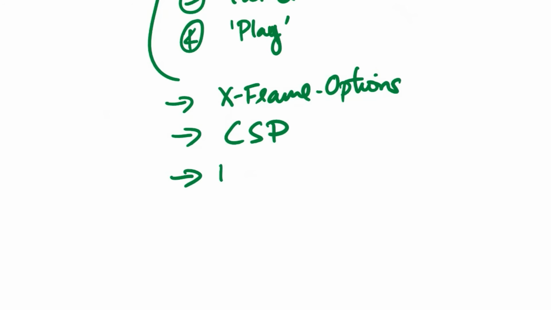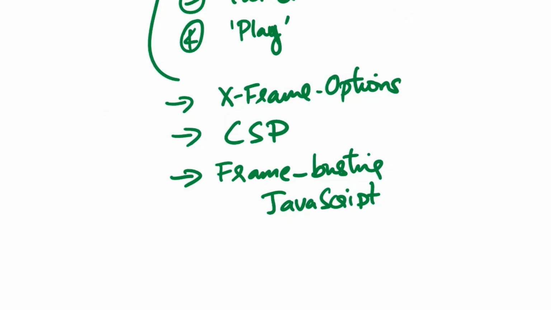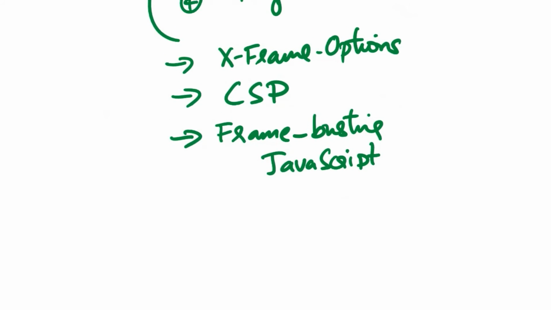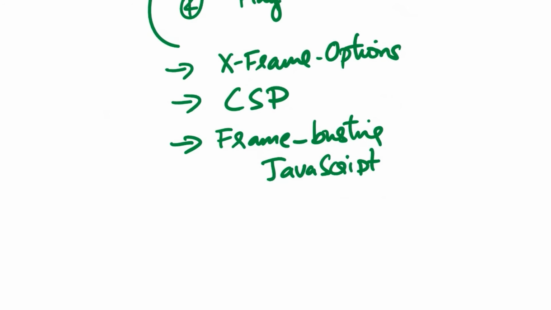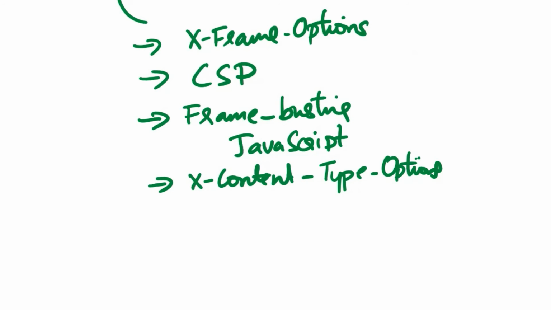It allows web administrators to define a policy that prevents unauthorized framing of their site. Next one, developers can include frame busting JavaScript in their website pages. This code detects if the page is being loaded in an iframe and can redirect the user to the top level page or take other protective actions. Next is enabling the X-Content-Type-Options header with the value nosniff, which can prevent the browser from interpreting files as something other than what their content type suggests.